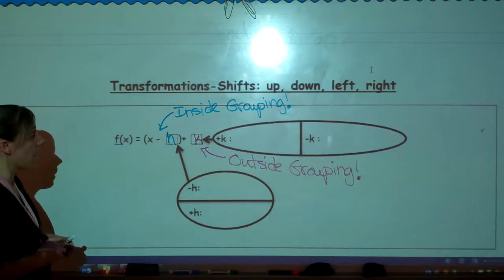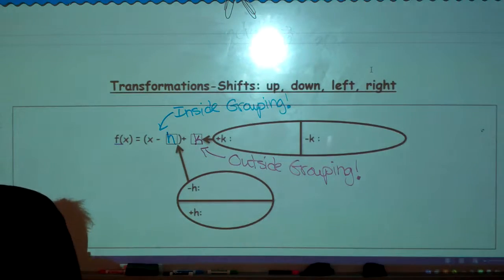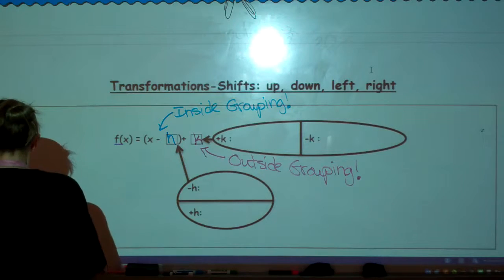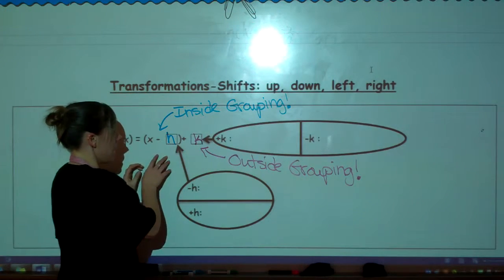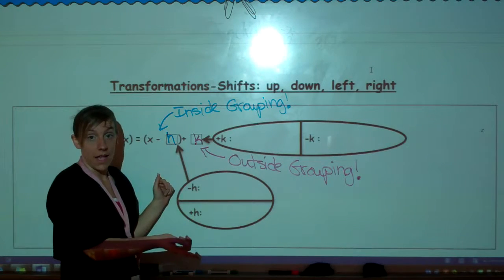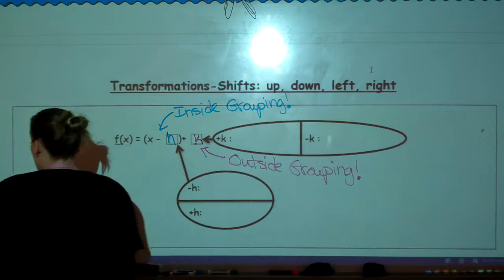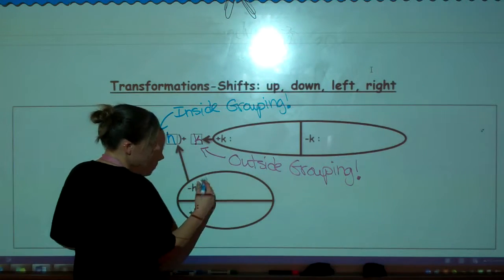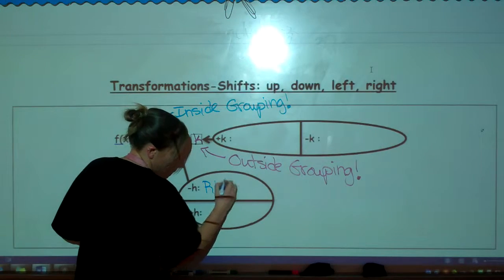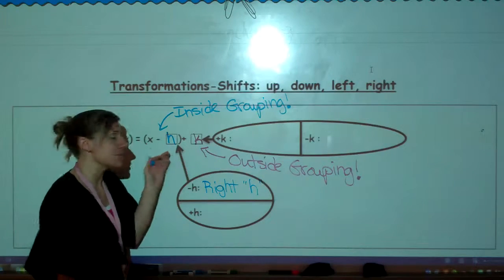All right, so now we just need to talk about, well, what are these relationships? Okay, so if we have whatever the number is inside, if it is a minus h, if you see that it's minus something, then it actually moves a little bit different than you would think. It actually moves to the right. And I think I said K, I meant H, I'm sorry, okay?